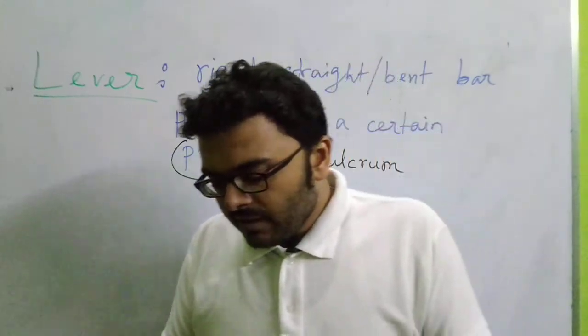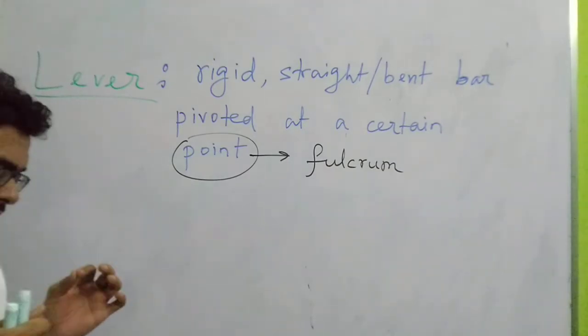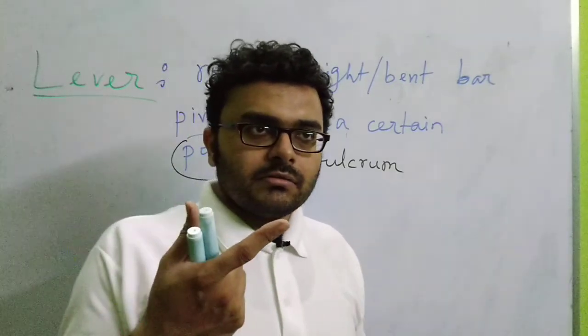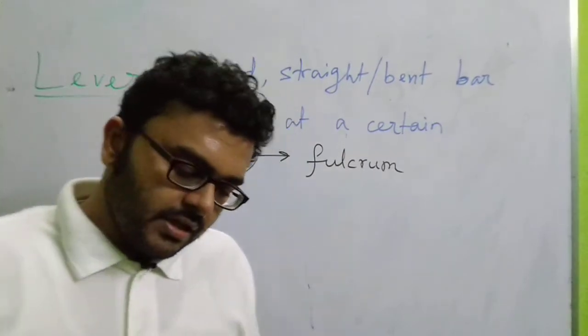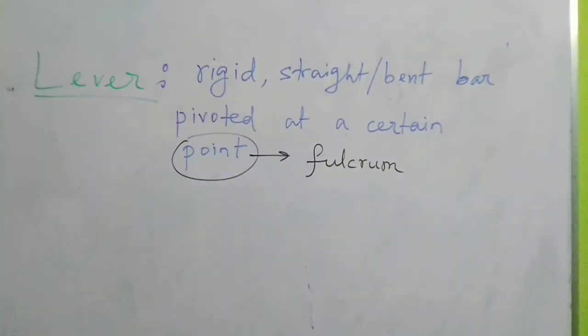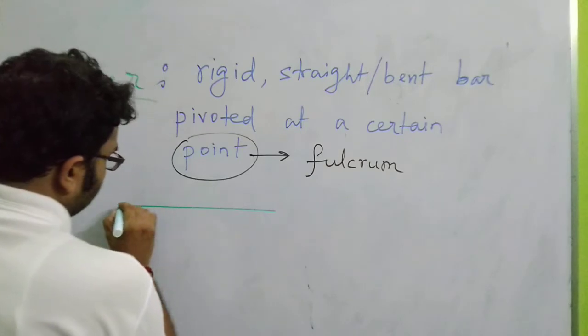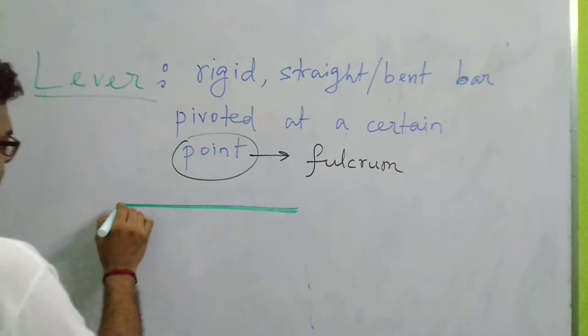Before going into details about the lever, I think you have understood the examples that I have given: a scissor, a knife, a nutcracker. All these things are actually levers. Now, if I simply draw a schematic diagram of a lever, how can a lever be represented? Rather simply, you can represent a lever like this. I consider a straight bar, not a bent bar, but rather a straight bar.